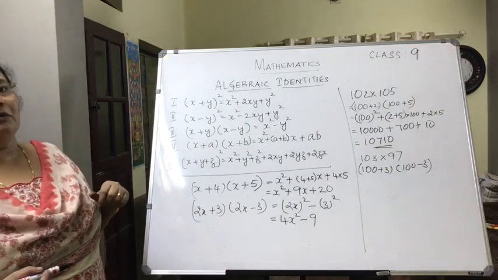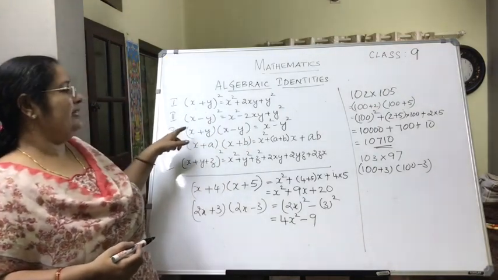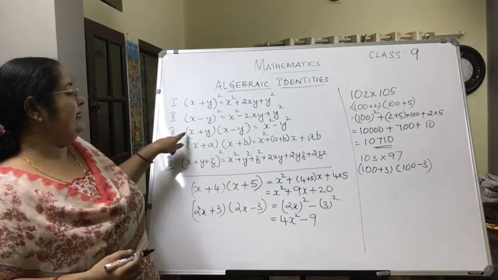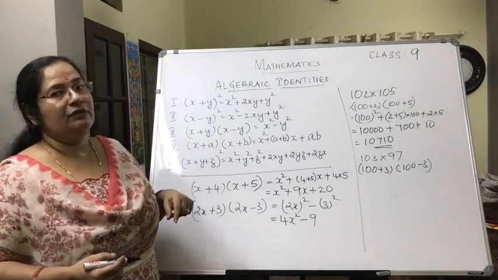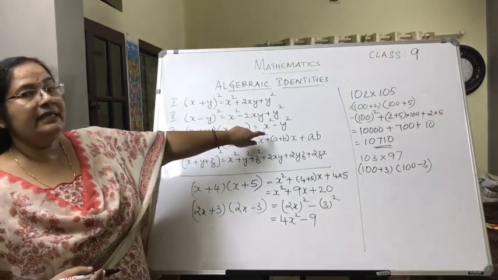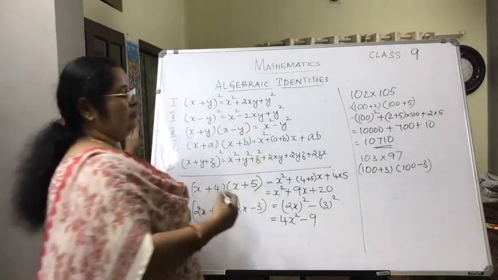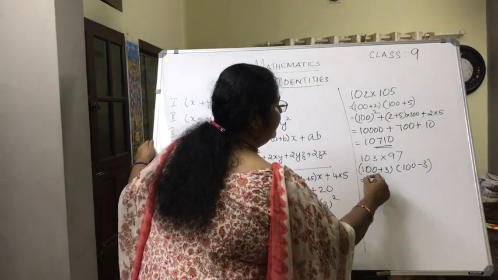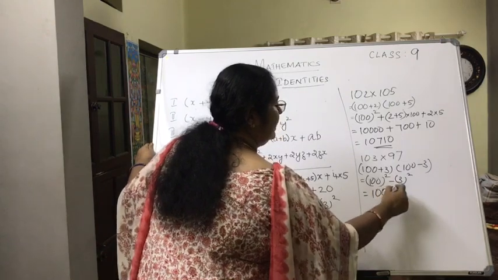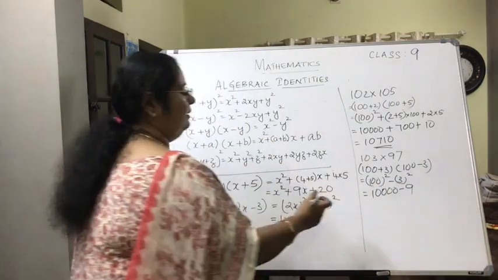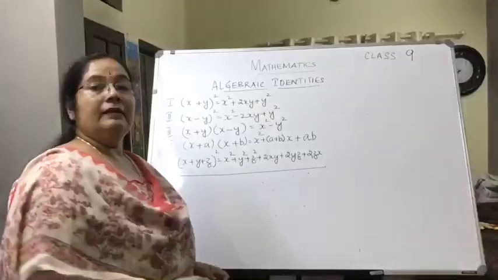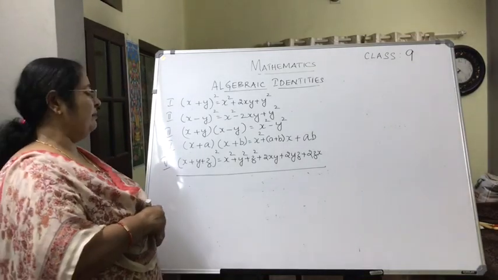So this is of which form now? (x plus y) into (x minus y). This is of which form? The identity 3, (x plus y) into (x minus y), where our x is 100 and y is 3. So what is the identity? x square minus y square. So this will be 100 square minus 3 square, or this is 10,000 minus 9. This will be equal to 9991.